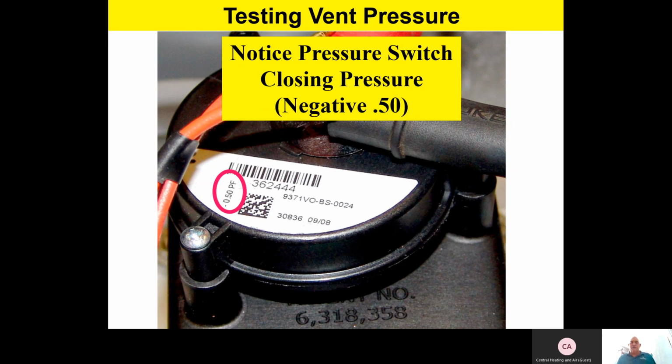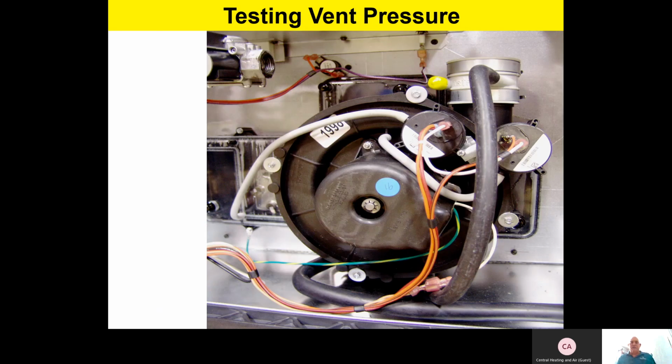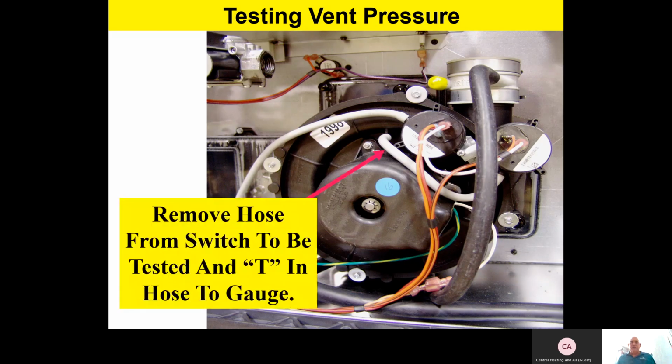So again, once you identify the switch you're going to be looking at, what you're going to do is remove the hose from that switch. Now that switch is going to have some hoses going to it. Just remove the hose that goes to that switch and tee it in with just a hose barb type of tee. A plastic tee is fine.